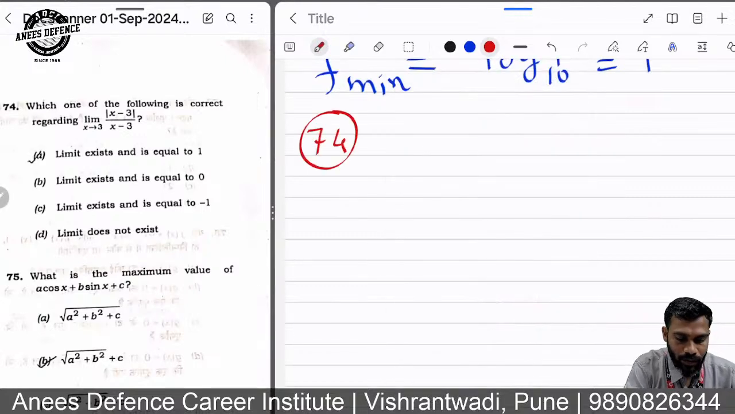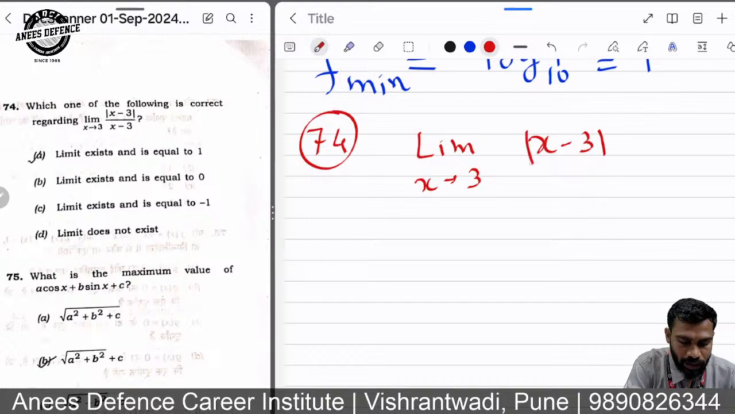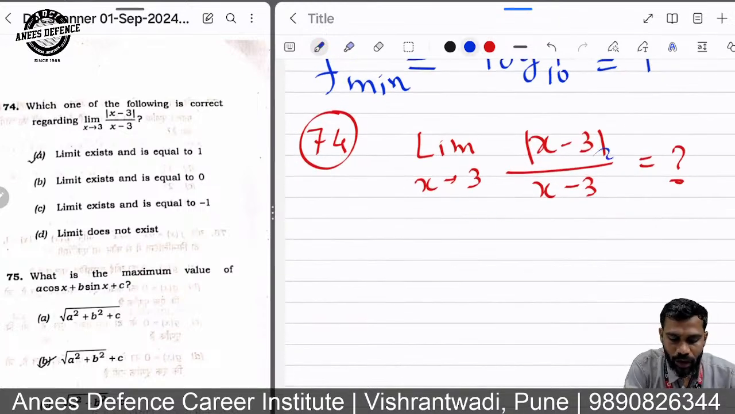Question number 74. Limit x tending towards 3 of mod x minus 3 over x minus 3 is equal to what? Very easy. Always remember, when mod is there and we have got a 0 by 0 form, with mod x minus 3 over x minus 3, it means LHL will of course be minus 1 and RHL will be 1. So the limit does not exist. D is the right answer.